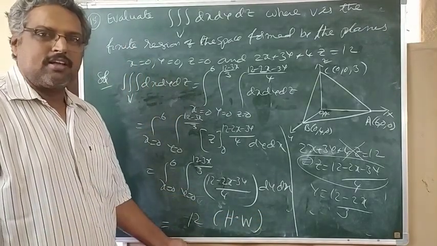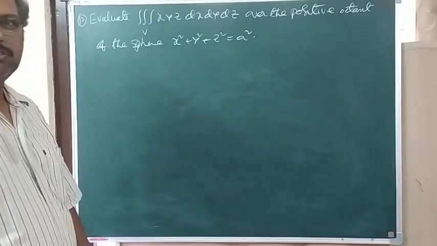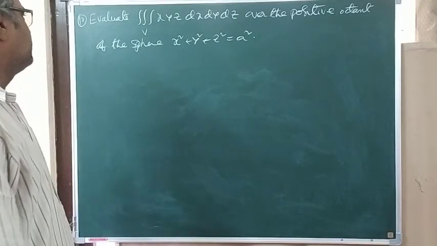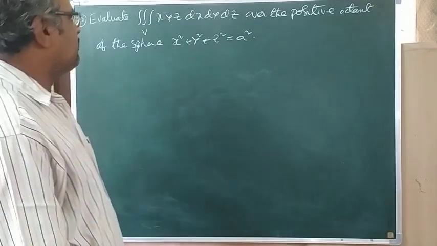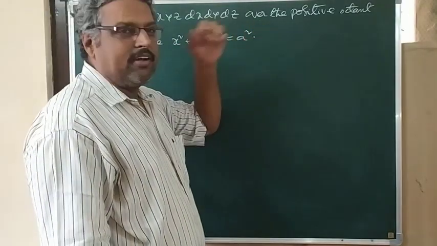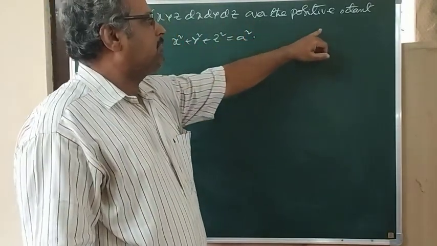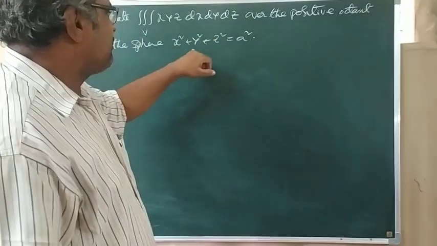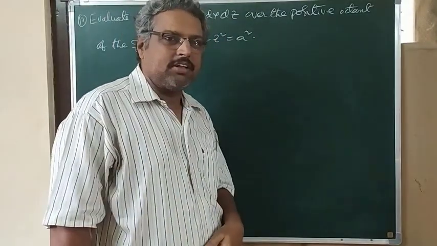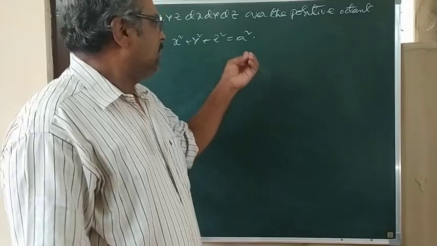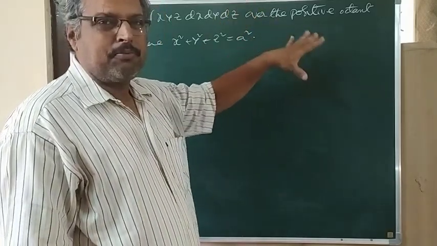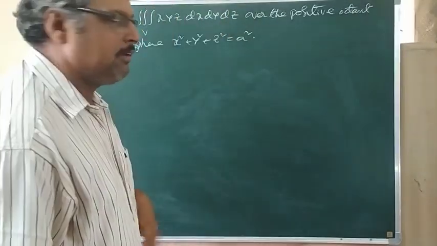Okay. Now we will discuss another problem. Evaluate triple integral x, y, z, dx, dy, dz over the positive octant of the sphere x square plus y square plus z square equals to a square. As in the earlier class we discussed a similar problem, the same problem with numerical difference.